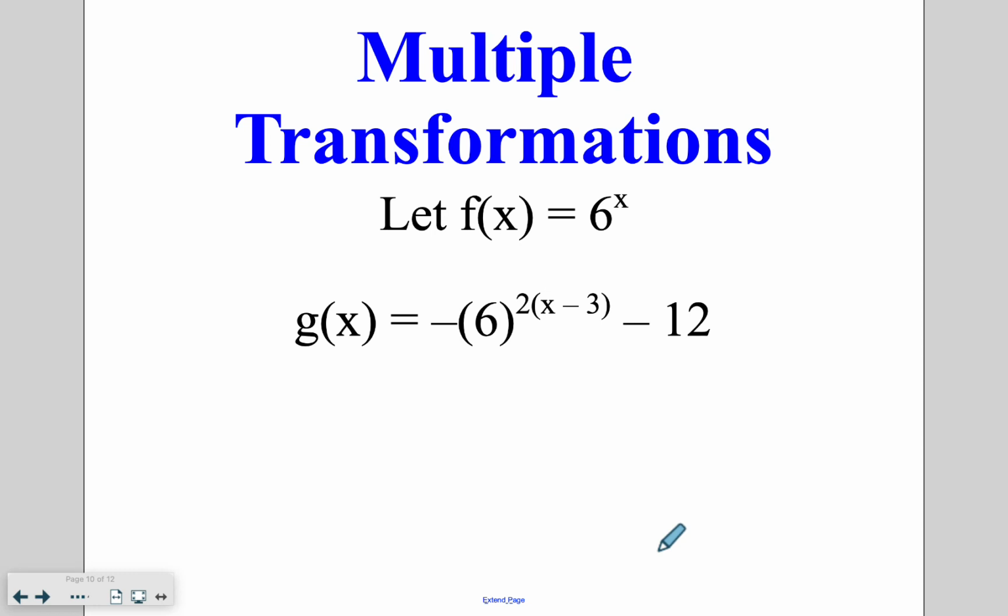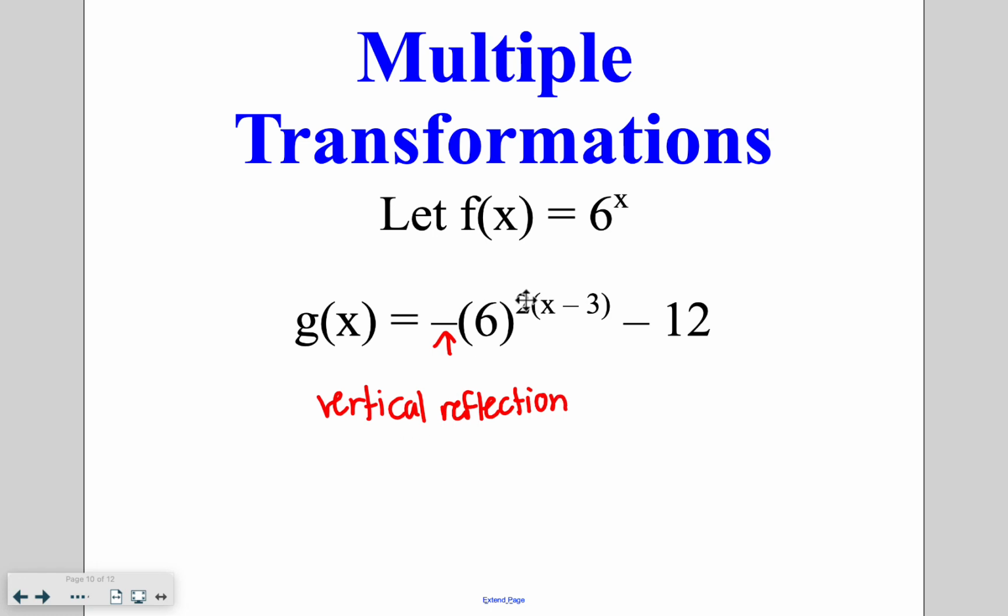For the final piece, we are putting all of this together, the translations, reflections, and dilations. So my original function was 6 to the x exponent, and then I have this transformed function down here. So I want to go through each step in order. The first piece I have is this negative out front. That negative is going to indicate to me that I have a vertical reflection. There is no other number out front, so I don't have to worry about vertical stretch or compression.